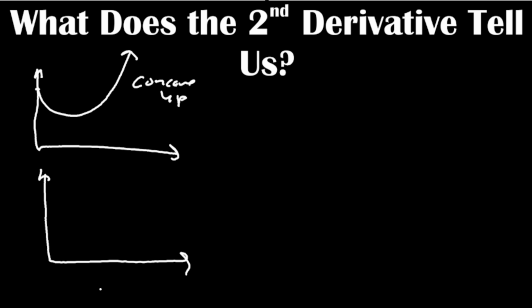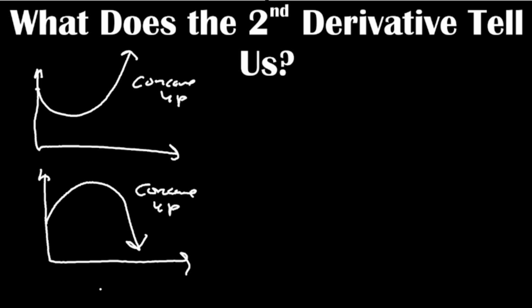Now, where a function is concave down, it'll look something like this. Just because the function is concave down doesn't necessarily mean it's decreasing the whole time. If you notice, the function is increasing here, but over here, the function is decreasing. So all it means is their rate of change is decreasing.